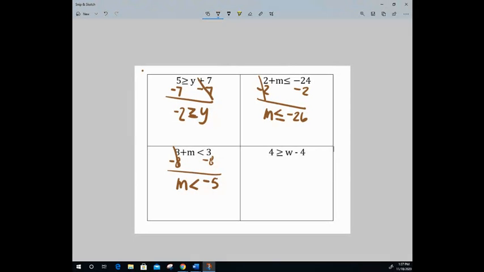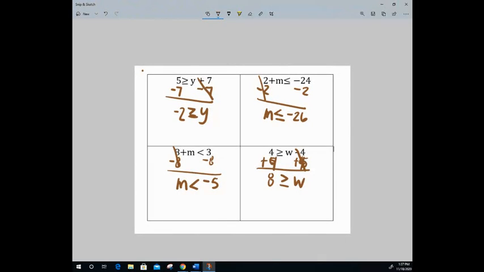For our last problem, we have 4 is greater than or equal to w minus 4. W is our variable. Attached to it is a minus 4. How do we undo minus 4? We're going to add 4. Whatever you do to one side, you have to do to the other. Why I just did 5, I have no idea. Let me change that to a 4. There we go. Our 4's are going to cancel. We're going to bring down w, and then we're going to bring down our greater than or equal to symbol, and then 4 plus 4 gives us 8. So 8 is going to be greater than or equal to w.